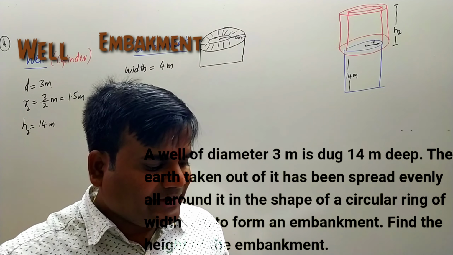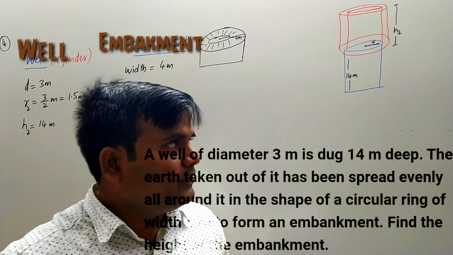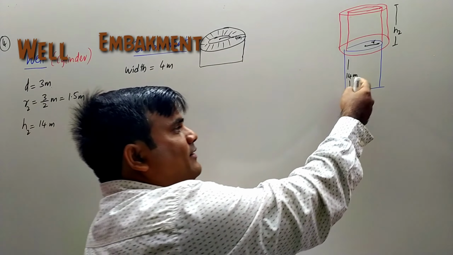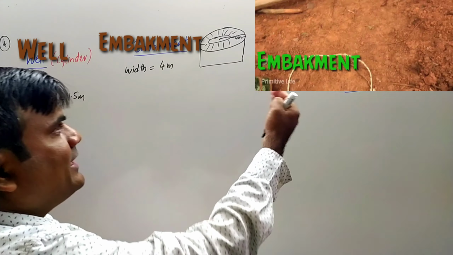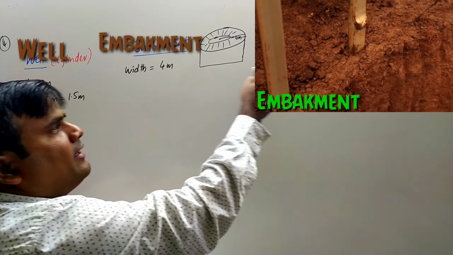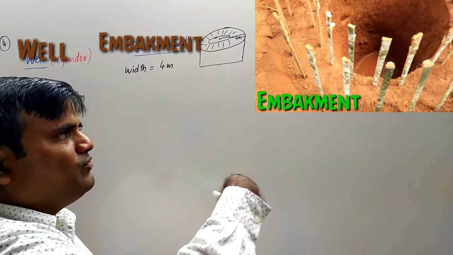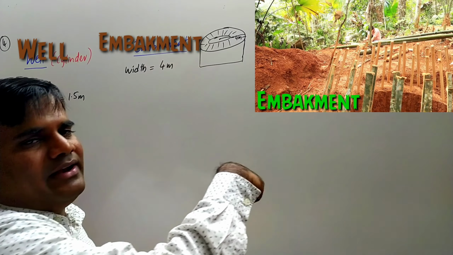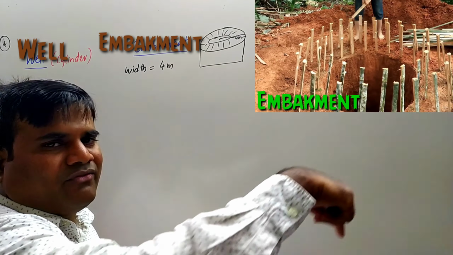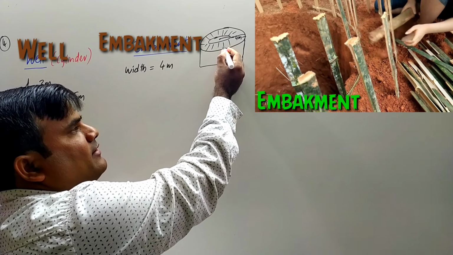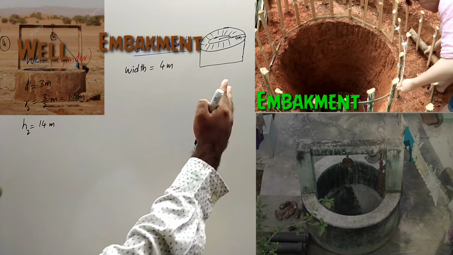of width 4 meters to form an embankment. So they dug and the earth is taken out from the well, and they constructed one embankment. An embankment is nothing but a wall which is constructed around the well. So they constructed one wall around it, like this. You can see some diagrams, just see the figures.